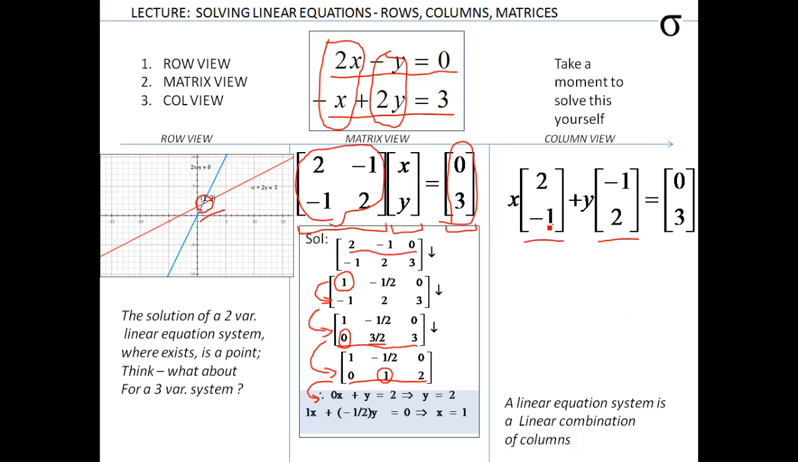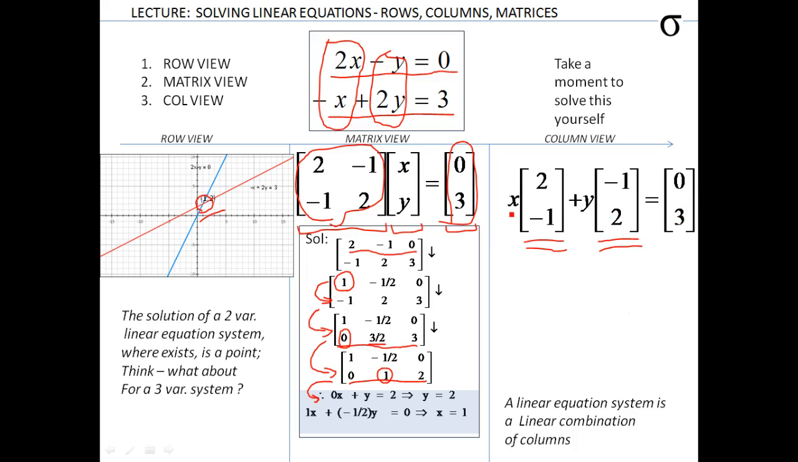So the way to interpret a system of equations would be that a linear equation system is nothing but a linear combination of columns. So the problem then essentially boils down to in what parts should you combine these two column vectors in order to arrive at 0, 3. Let me repeat that. In what parts should you combine the two column vectors which you have here in order to arrive at 0, 3?